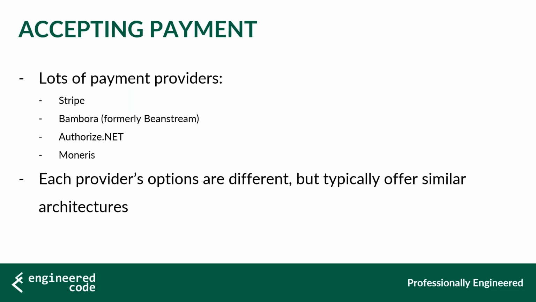Some of the more common or popular payment providers that you may have heard of: Stripe, I think, is probably the biggest one. Bambora, formerly known as Beanstream, is another one that we've used. There's Authorize.net. Another one, very popular here in Canada, and I know we've done a number of integrations with it, is called Moneris. The thing to understand is that each of these payment providers is going to have different ways to integrate. They each have their own APIs and their own different architectures to work with them.